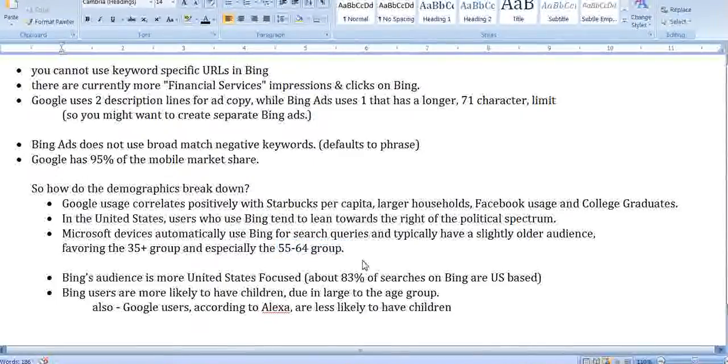They favor Bing, and they're kind of locked into their ways, so if this is your demographic, then you're probably going to choose Bing or have better opportunity on Bing. It's also more United States focused, with 83% of searches on Bing usually US based, and then Bing users are more likely to have kids. According to Alexa, Google users are less likely to have kids.